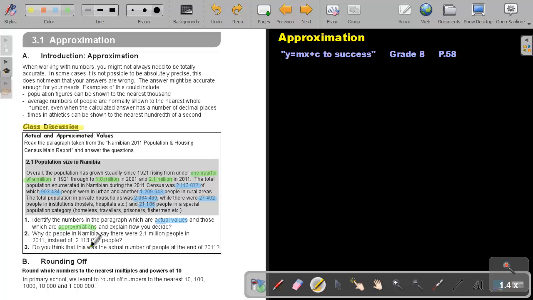Do you think that this was the actual number of people at the end of 2011? No. It was not the exact value at the end of 2011. The population changed on a daily basis. It was just the value that the census added up to. But it was a close enough value to that. So it was a good estimation of that.